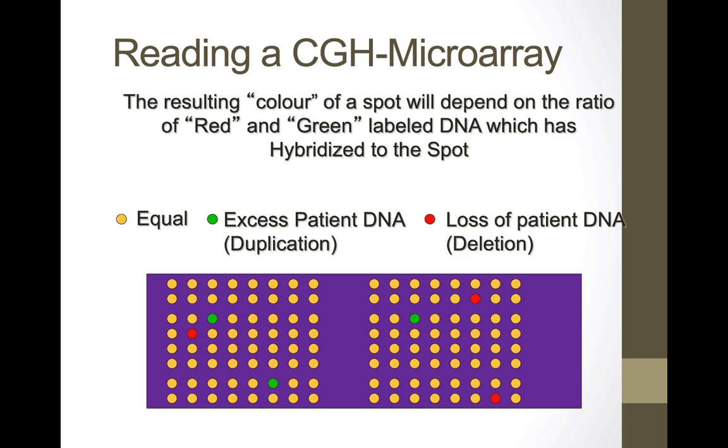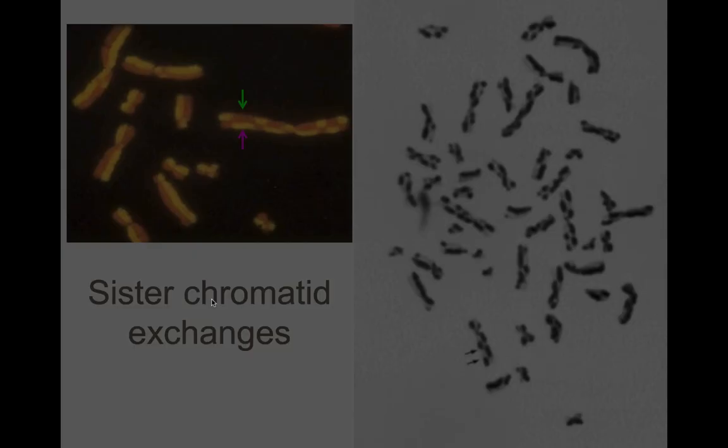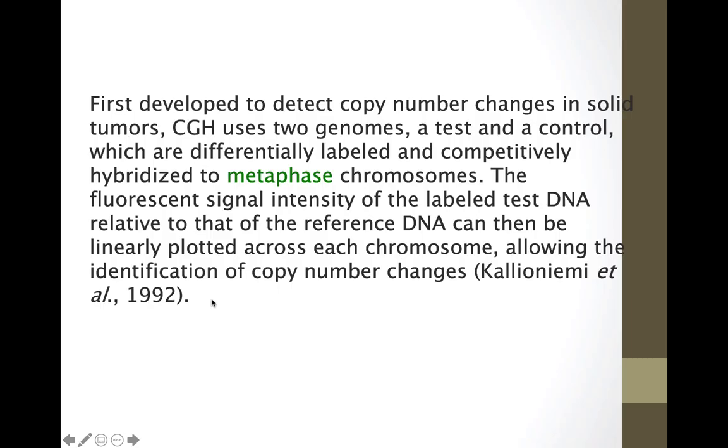So excess patient DNA is duplication. Loss of patient DNA is deletion, both in red. And equal between the two will be yellow. And that's it. I think here we will get into chromosomal abnormalities in the next lecture.